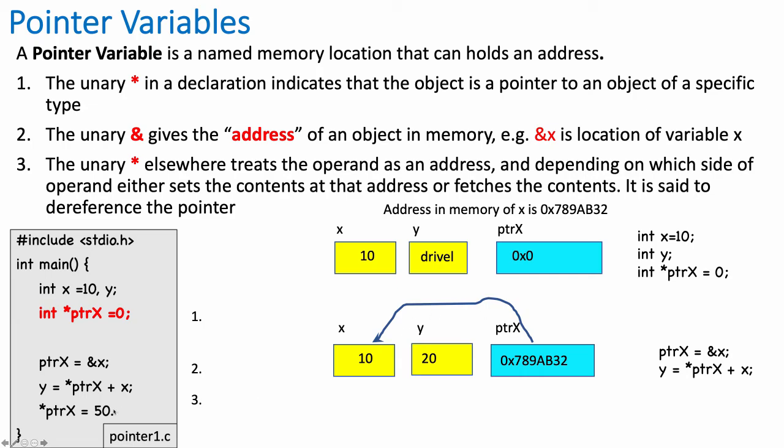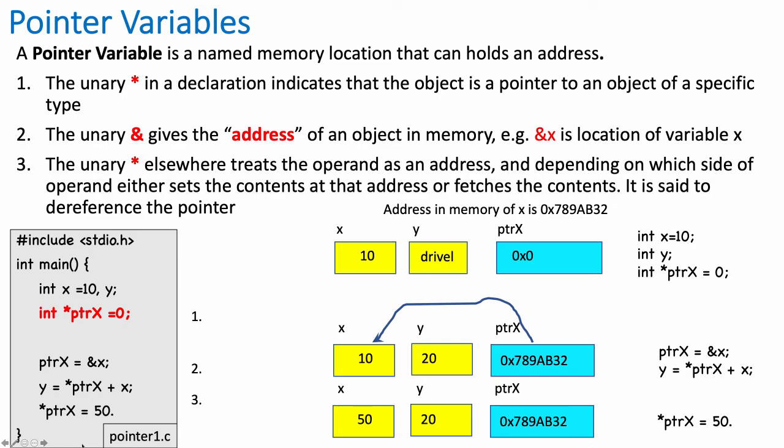And now in the next line, star pointer x equals 50. So again, whatever pointer x is pointing to, set it equal to 50. We're going to deal a lot with pointers today and tomorrow, so we're going to have to get used to them. It's the hardest part of C, understanding pointers.